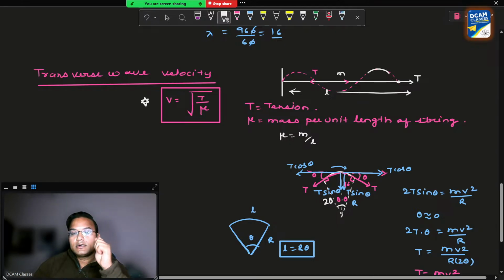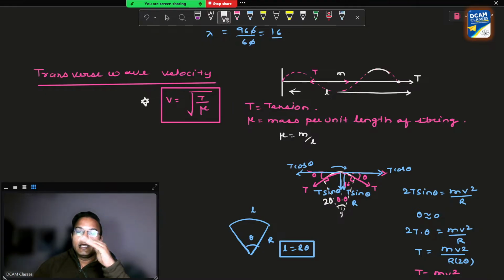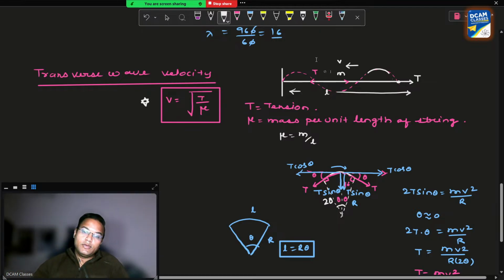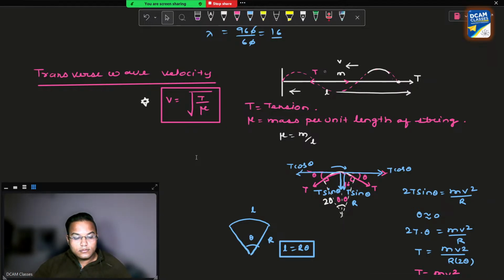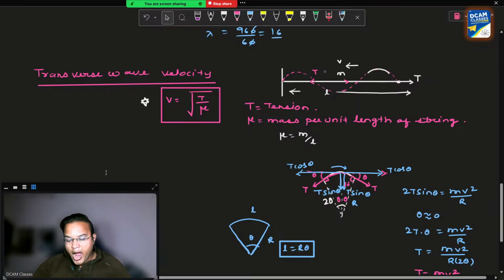The important thing is that you know this formula whenever there is a string with tension and we have created a disturbance at one end and a transverse wave is traveling, then the velocity of the transverse wave, the horizontal velocity of the transverse wave, is given by root over T by mu, where T is the tension and mu is the mass per unit length. Let me give you one question on this.